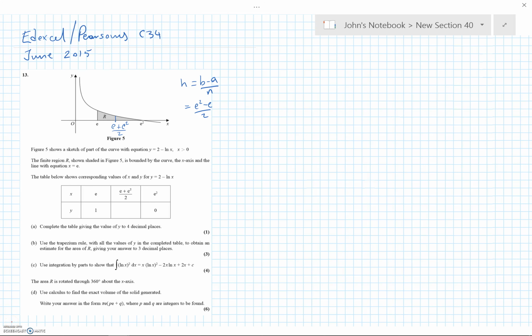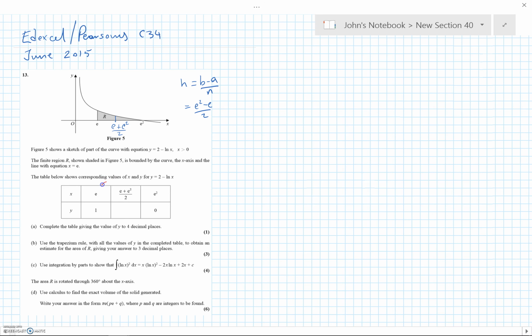So here's the final question on the Edexcel C34 International paper. It's an integration question starting off with the trapezium rule. Trapezium rule is normally a very, very easy source of marks, but also strangely easy to lose marks as well if you just rush it and don't take care.